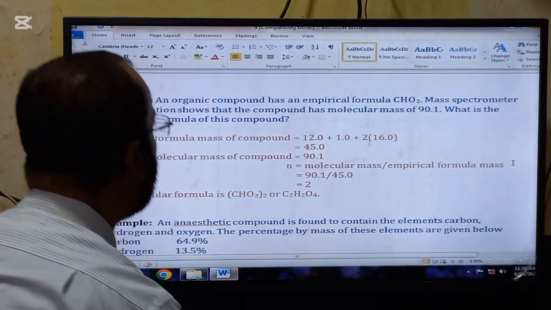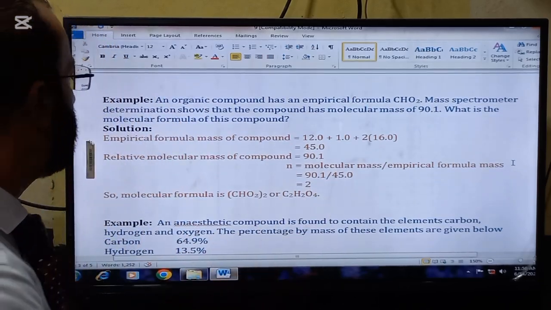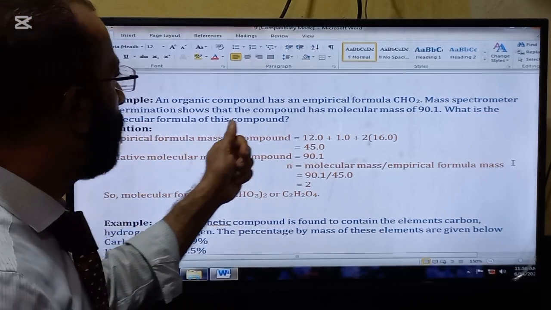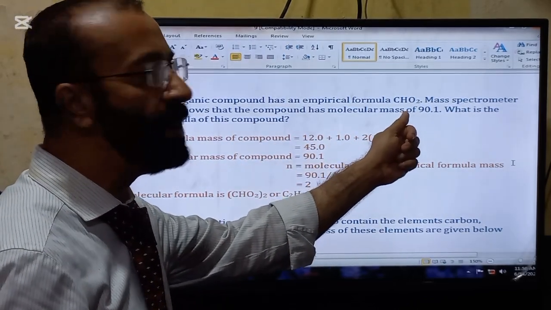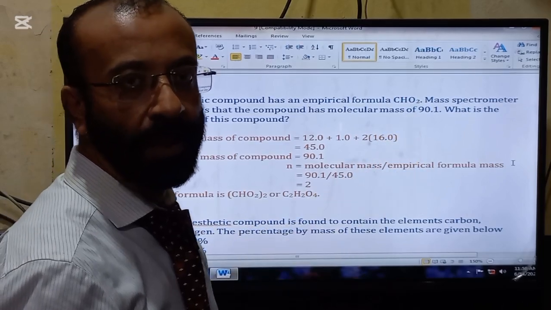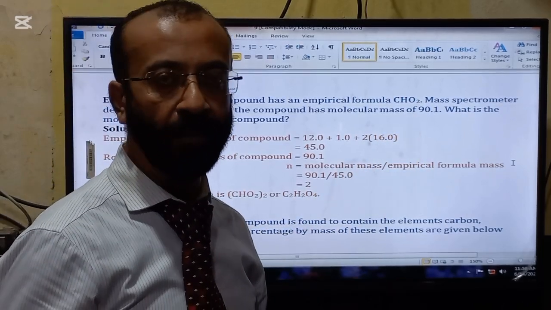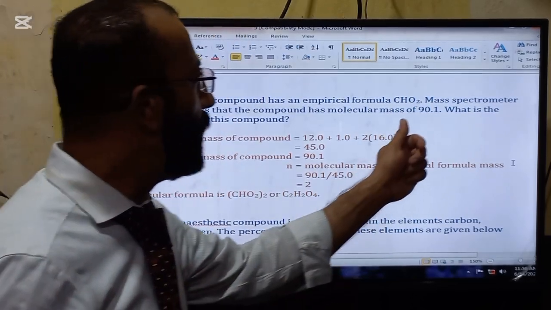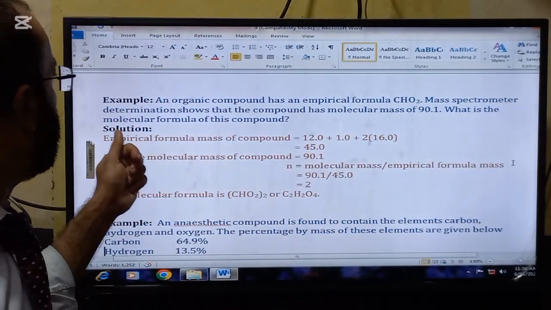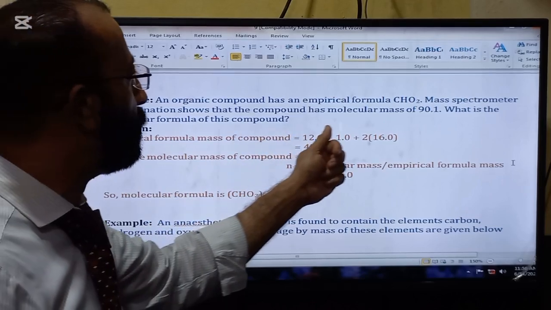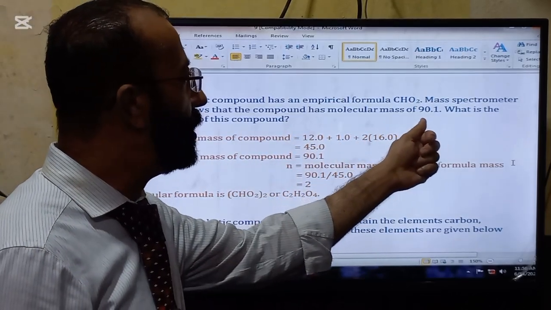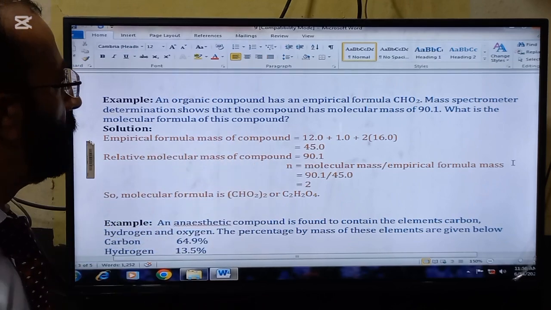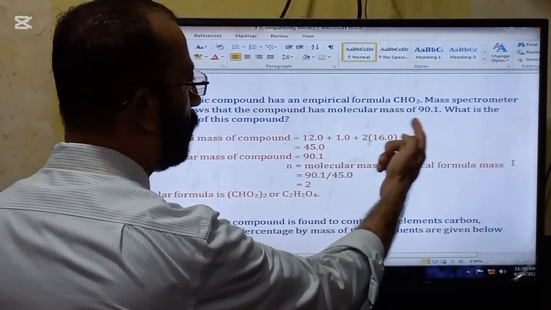concepts more clear, how molecular formula can be obtained. So a very simple question at first. An organic compound has an empirical formula CH2O. So this is a very simple question. Empirical formula is already given. Mass spectrometer determination shows that the compound has molecular mass of 90.1. So molecular mass is given. What is the molecular formula of this compound? So this is empirical formula and molecular mass is given.